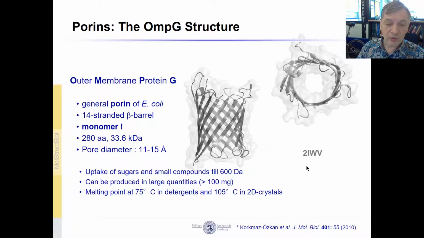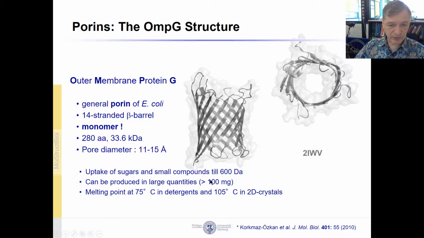So for contrast, another protein from Escherichia coli is the outer membrane protein G. It's mostly not expressed by most Escherichia coli strains. The gene is present on the genome, and it's apparently only active under some stress conditions. It's a monomer, very simple. You can produce it in gram amounts.